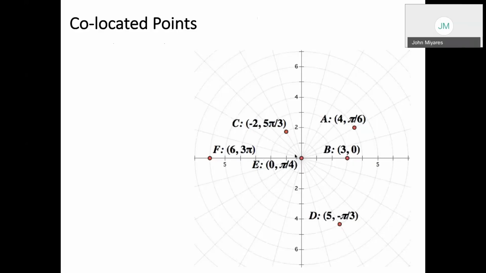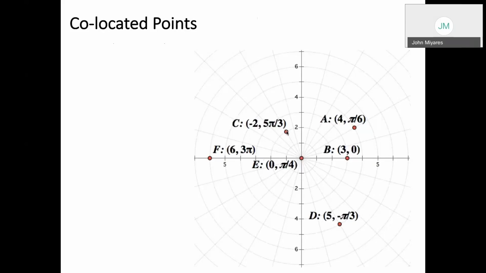Notice that as well, if I asked you to plot the point 2 comma 2 pi over 3, we would end up in exactly the same place as we would for point C, whose coordinates were -2, 5 pi over 3. For the point 2 comma 2 pi over 3, we would be expected to rotate an angle of 2/3 pi from the positive x-axis and then move out 2 units along that azimuth from the pole.